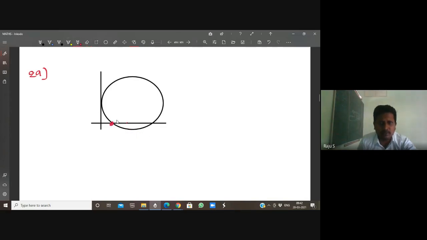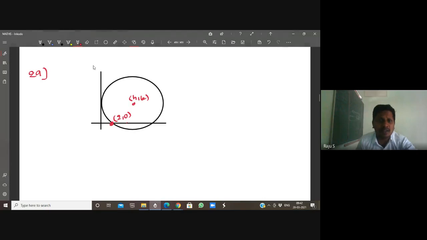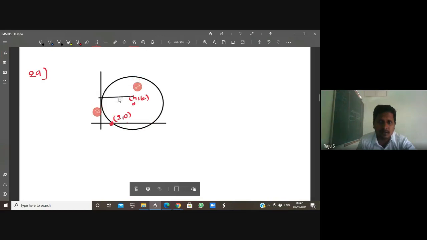I'm taking this point as 2 comma 0. Either you can take it here also. Okay, and the locus of the center. So I'm taking the center as h comma k. Clear? h comma k, and here it is touching which axis? It touches the y-axis. Nothing but what about the radius? Does the radius become the x coordinate or the y coordinate? X coordinate, sir. Exactly, x coordinate. Touching the y-axis means the x coordinate is the point.